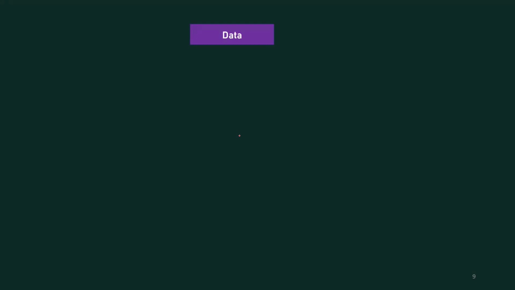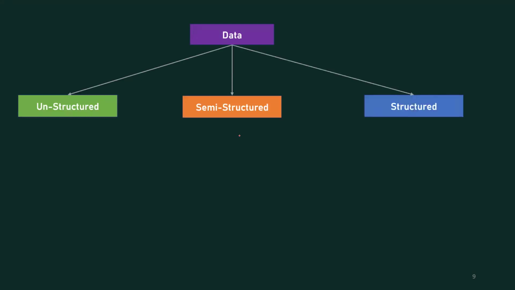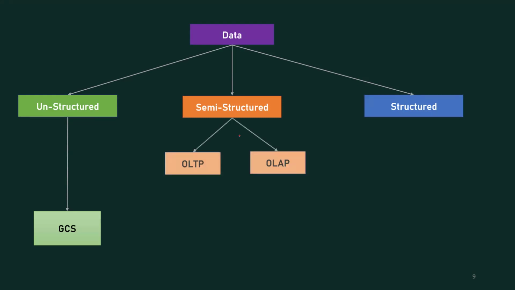Data engineering tools. We already know that data is categorized into structured data, unstructured data, and semi-structured data. To store the unstructured data in Google Cloud Platform, we have GCS, Google Cloud Storage. We are learning about GCS. If I want to work with the semi-structured data, we have OLTP systems and OLAP systems. For both of these, we are going to use Bigtable. I'm going to give you the Bigtable idea.